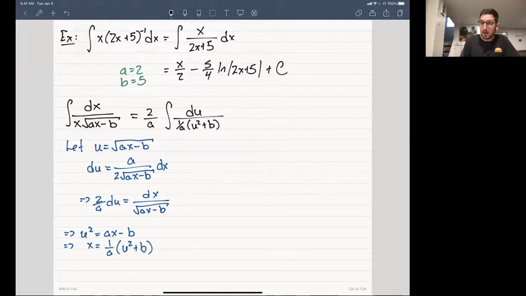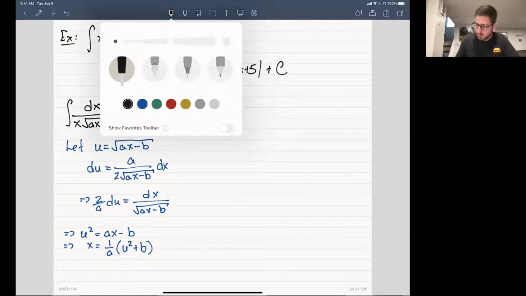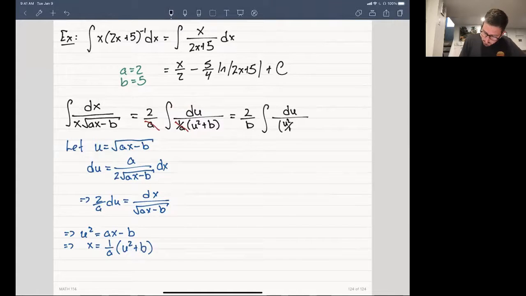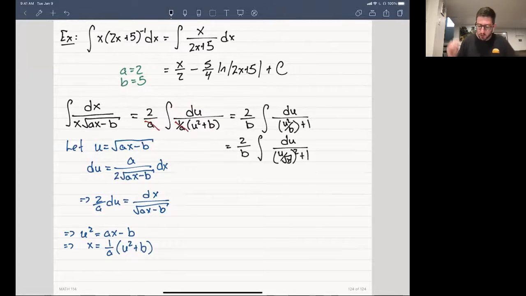Now, multiplying that a in the denominator into the denominator of the integral will cancel out those a terms. So this thing goes with this thing right here. And so now what I have left is 2 just sitting on the outside. Now I'm going to factor out a b from the entire quotient. And so this leaves me with u squared over b plus 1. And actually, I can write that a little nicer. I can write that as du over u over the square root of b all squared plus 1.